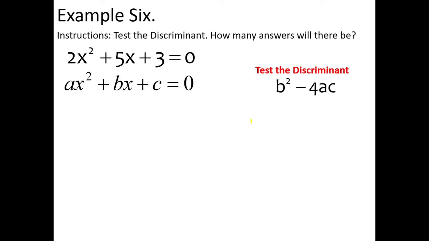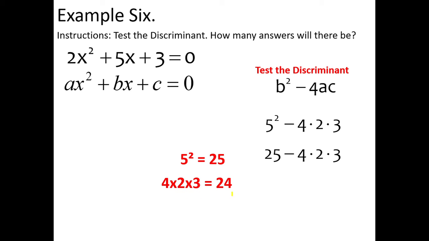So let's plug in 5 for the b. 5 times 5 is 25. And let's plug in 2 for the a and 3 for the c. So 2 times 3 is 6, and 4 times 6 is 24. So you end up with 5 squared, which is 25.